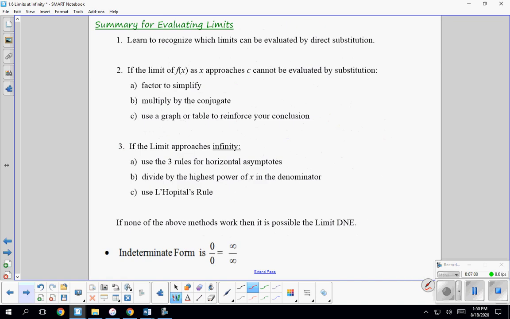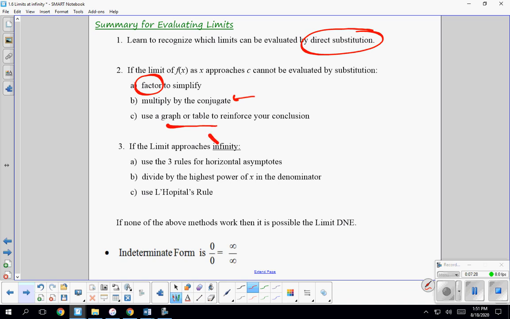So here's our summary. Again, always try direct substitution first. If that doesn't work, try a factor. Some other techniques are to multiply by the conjugate. They are not going to ask you to do that on the AP test. You could look at a graph or table if you have one.